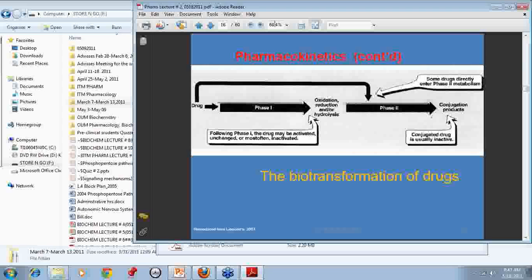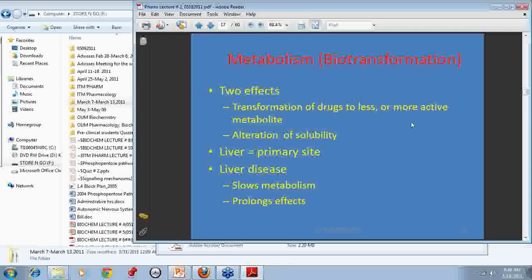Transformation of drugs to a less or more polar form depends on whether you want to excrete it, which needs more polar, or reabsorb it, which needs more hydrophobic. Alteration of solubility is a very important factor to be considered with biotransformation. The liver is a factory of everything. You have all the machinery and equipment that you need. You have P450 involved. You have glutathione, which is very rich there, so you have to consider that. Therefore, with any problems with the liver, you will tend to slow down the metabolism and prolong the effects, of course.